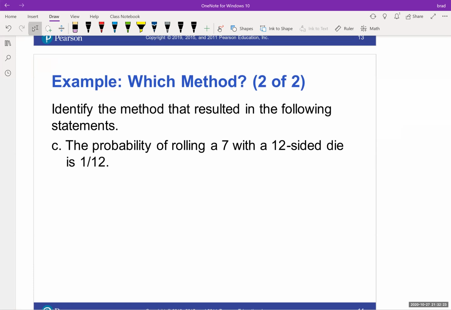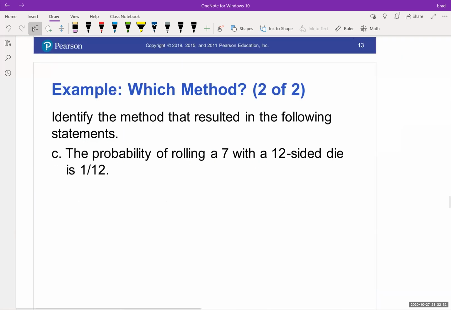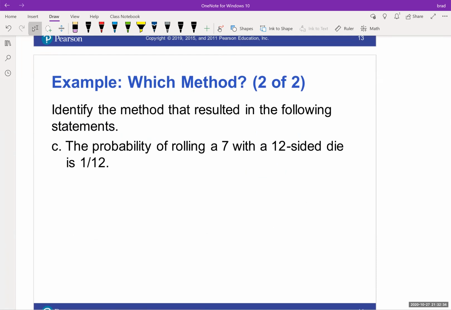The probability of rolling a 7 with a 12-sided die is 1 in 12. Okay, so what does that sound like? Does that sound like relative, or does that sound like theoretical? Like they already know what's supposed to happen on the die. So I'm going to say that that is theoretical, right?